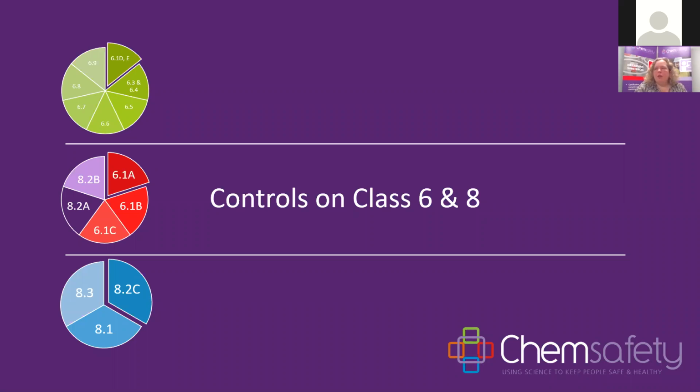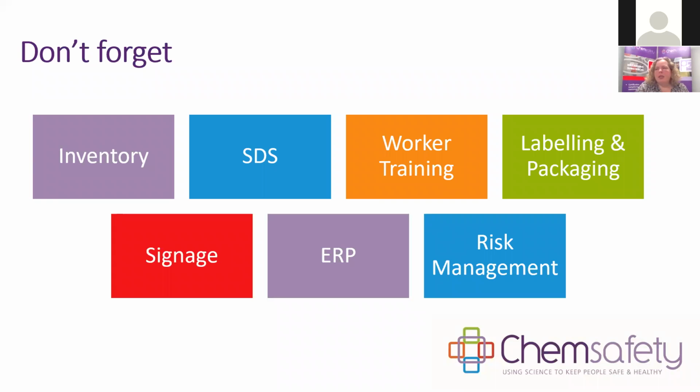So we'll have a look at the controls that apply across the board to all of our class 6 and 8 substances. They're mostly found in part 13 of the regulations. But before we head there, don't forget that there are general requirements that apply to all substances. You will need an inventory of your hazardous substances, including safety data sheets. Everyone who works with hazardous substances needs to be trained and supervised until they're competent, and you need to make sure that you've got records of that training and competence. The products need to be labelled and packaged, and that labelling and packaging needs to remain in good condition.